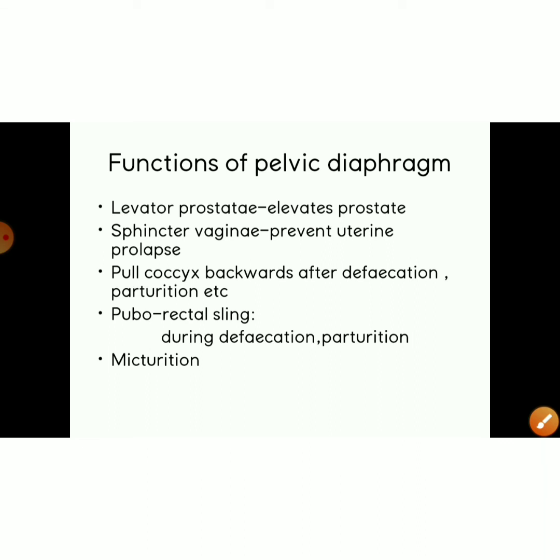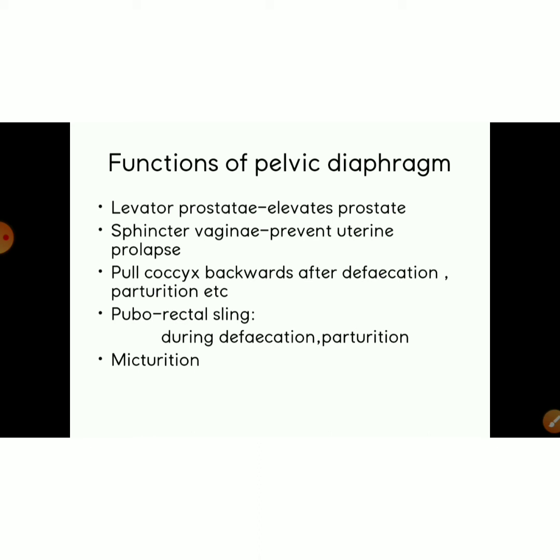Okay, so what are the functions of the pelvic diaphragm? Why is it important? You know that it is slung like a hammock, right? So, it supports the pelvic viscera because the pelvic cavity is above this hammock, above this pelvic diaphragm. So, it will support the pelvic viscera and counteracts the downward thrust of the diaphragm during increased intra-abdominal pressure.